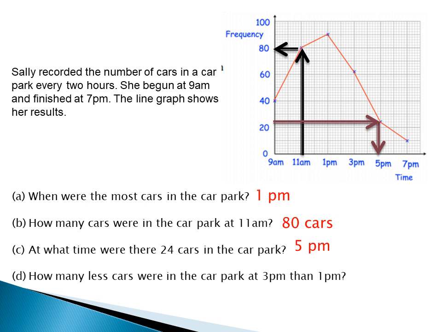How many fewer cars were in the car park at 3 p.m. than at 1 p.m.? At 1 p.m. there were 90 cars, while at 3 p.m. there were 60 cars. So 90 minus 60 will be 30 cars.